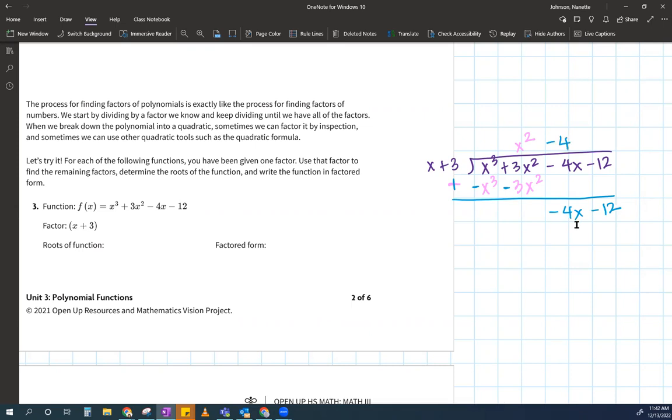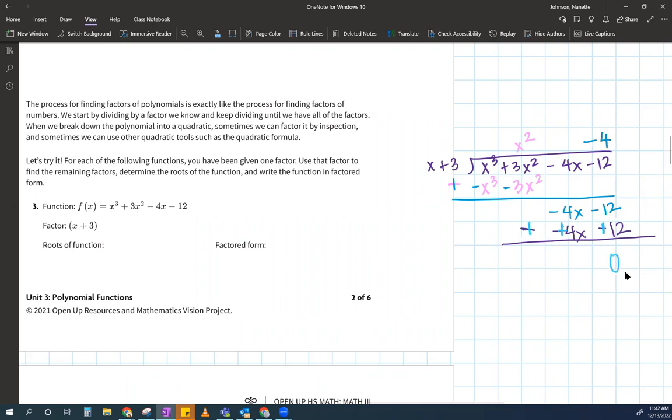Oh, and some of you like to put stuff on top of stuff. So let me put it on top of where I think you would put it. And then I distribute, and I get negative 4x, and I get minus 12, and I'm going to subtract. So that means I'm going to change my signs, sorry. And then, so that's a 0.